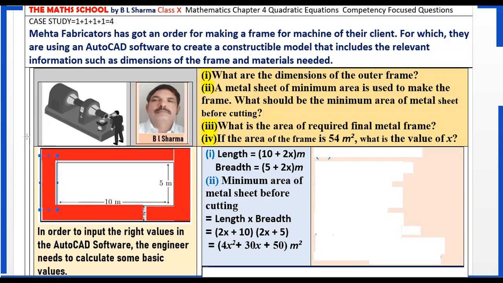See here, the total area is 4x square plus 30x plus 50 meter square. That is why we can say that area of the frame left is 4x square plus 30x plus 50 minus 50. This is area of rectangle. Area of rectangle is given by length into breadth. This is 10 meter by 5 meter. So this 50 and 50 cancel. So what is left? That is 4x square plus 30x meter square. And this is answer of the third part.